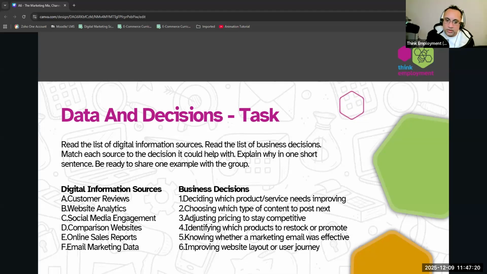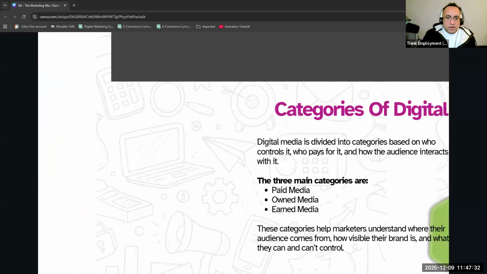So you understand the sources of information, the digital data, where it's coming from, okay? And you'll also understand which business decisions are made using that data. Brilliant, okay? So let's carry on then.